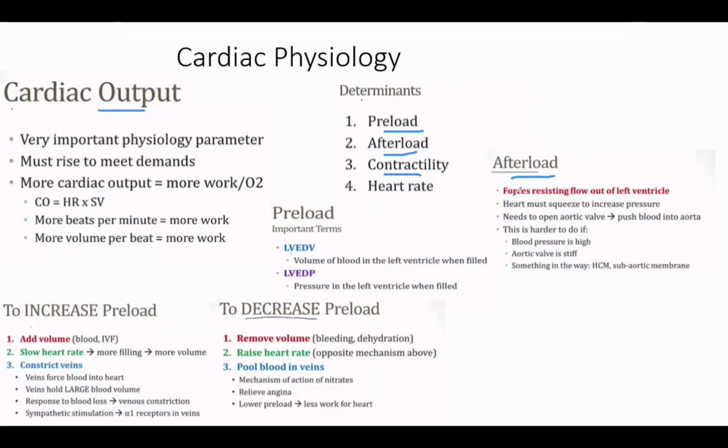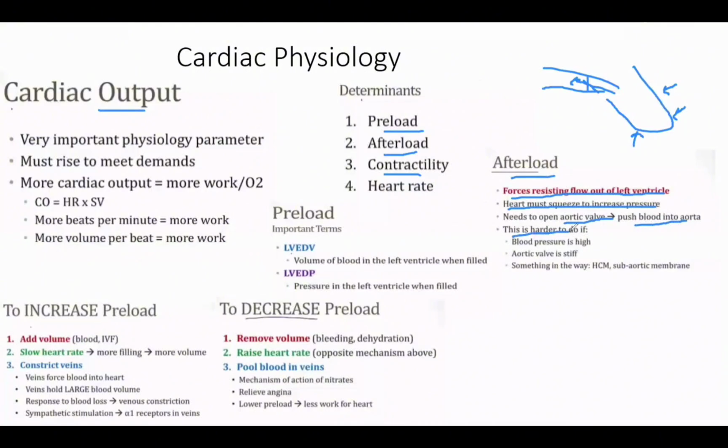Now, what is afterload? Afterload is the force resisting flow out of the left ventricle. So let's suppose this is the left ventricle and the blood is coming out through the aorta. Now, this outflow of blood is resisted by some forces, and that we call afterload. The heart muscle must squeeze to increase pressure. These heart muscles need to squeeze in order to eject the blood from the left ventricle into the aorta. And because of this pressure, the aortic valve will open and the blood will push into the aorta.